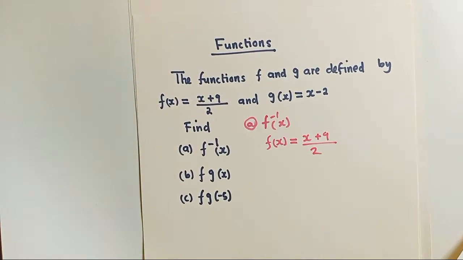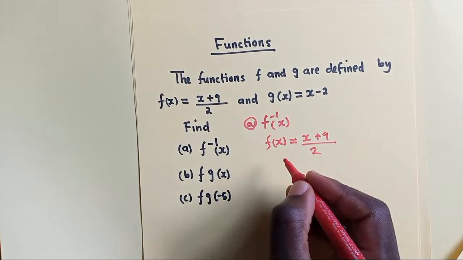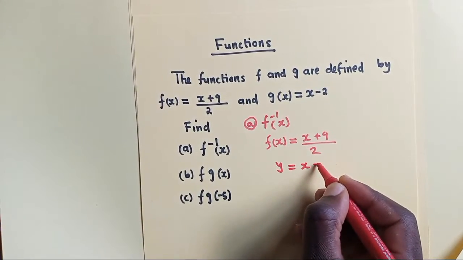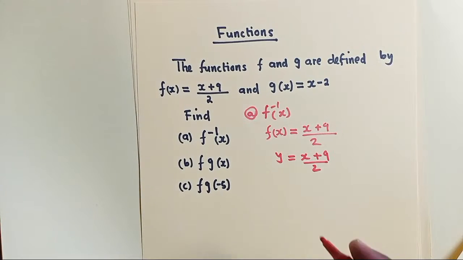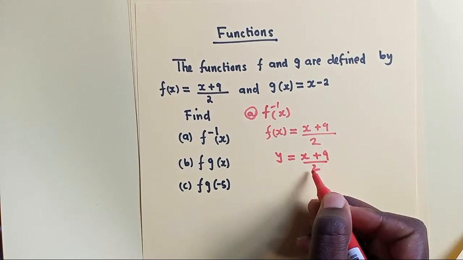Okay? So once you get that function, change what is here. Put y where f of x is. So you have something like this. Okay? So now you make x subject of the formula, meaning you cross multiply.